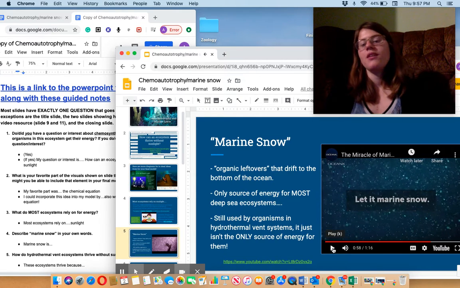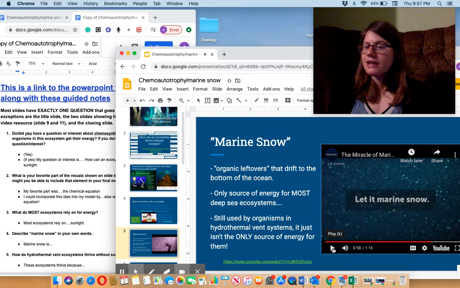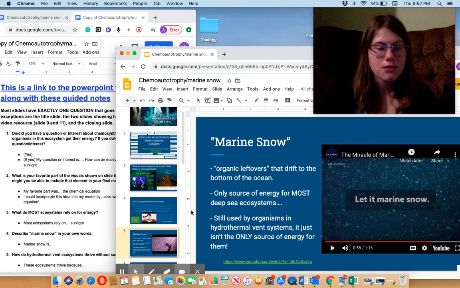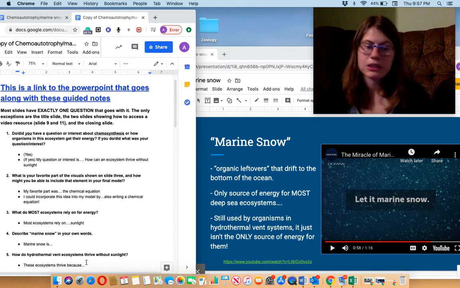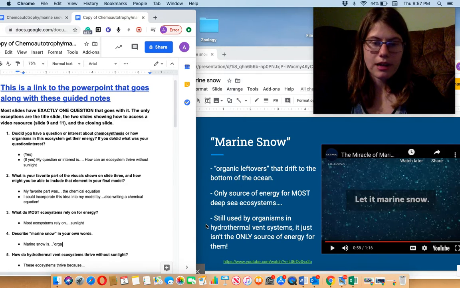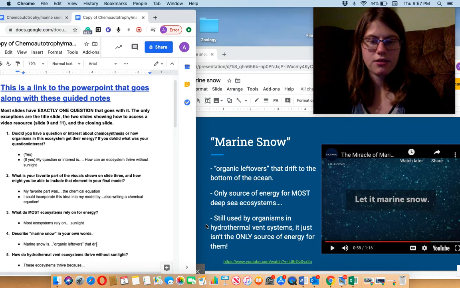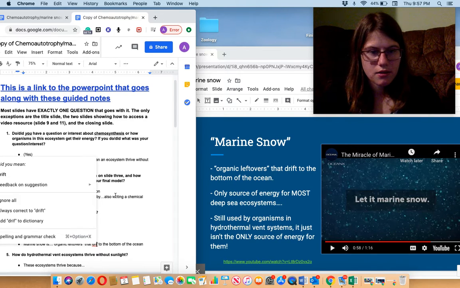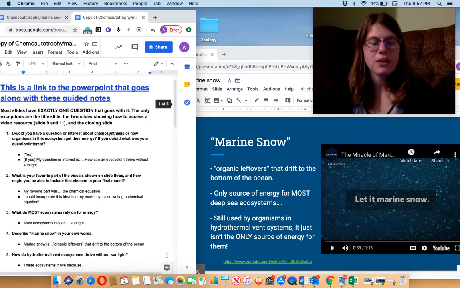Yeah, so that's how organisms that don't live next to marine vents or deep sea hydrothermal vents get energy. They get marine snow, these leftovers that float to the bottom. So anyway, describe in your own words what marine snow is. Well, these are my words, so I can copy them. They are organic leftovers that drift to the bottom of the ocean. So yeah, that is marine snow.